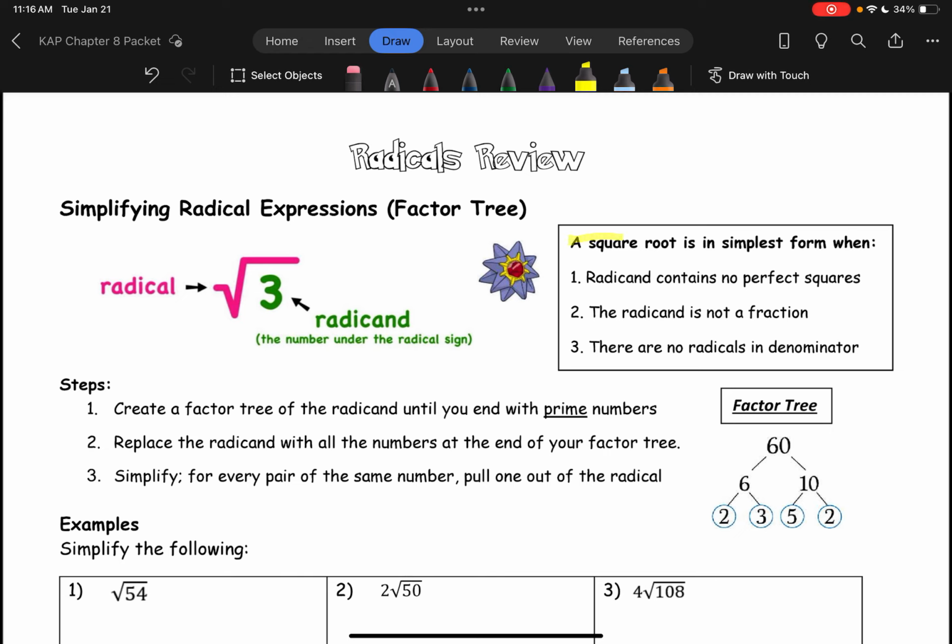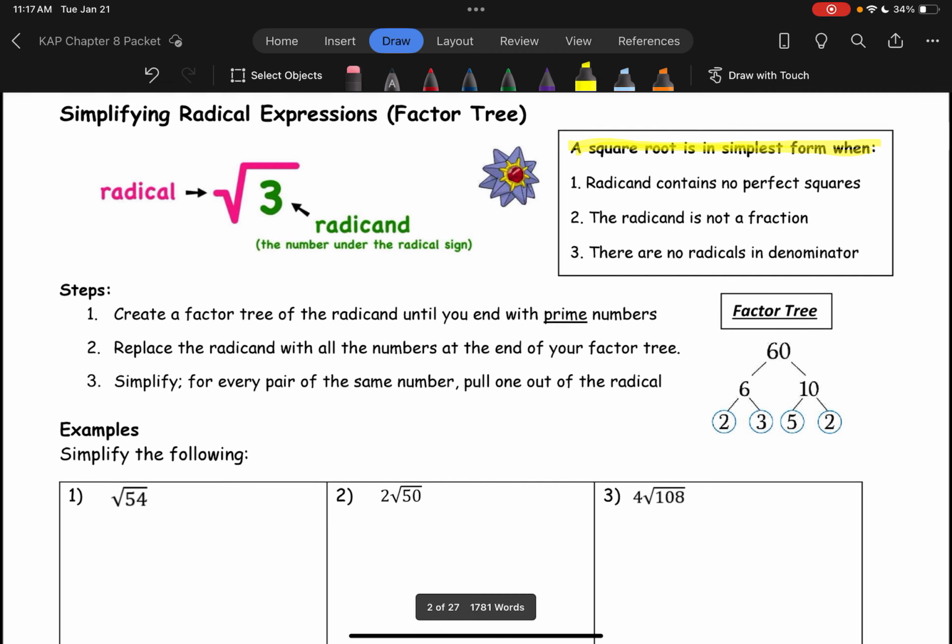simplest form. So bring your attention over here to the right side of the screen. A square root is in simplest form whenever the radicand contains no perfect squares, when the radicand is not a fraction, and when there are no radicals in the denominator. So again, when we say radicand, that's just the number under the radical. So rereading criteria 1 and 2, this really just says that the number under the square root cannot be a perfect square, and the number under the square root cannot be a fraction.